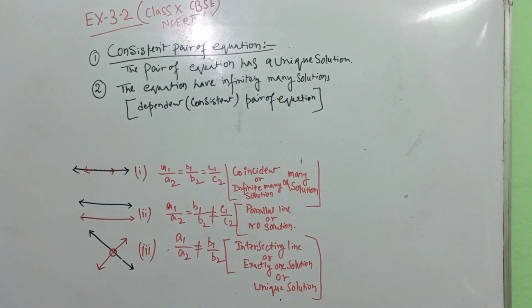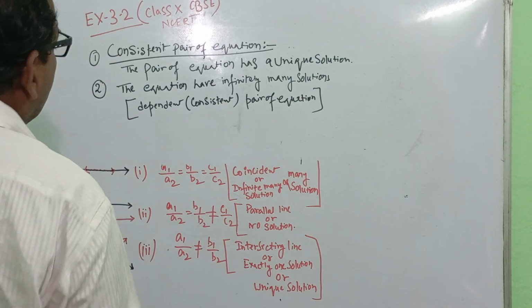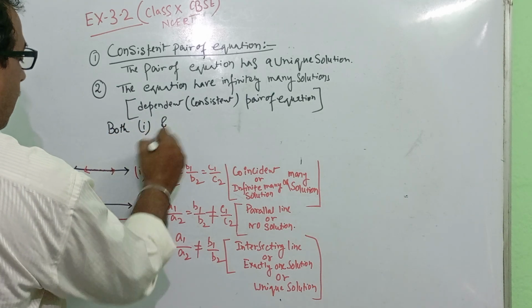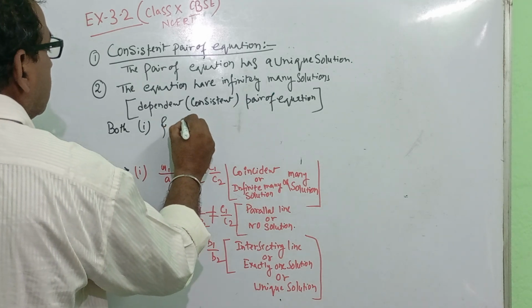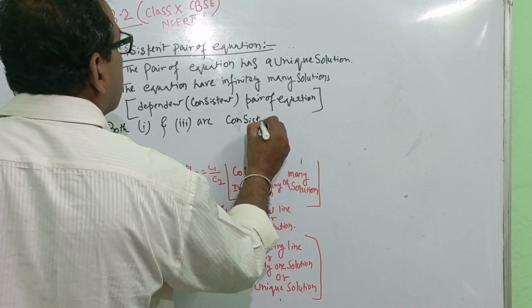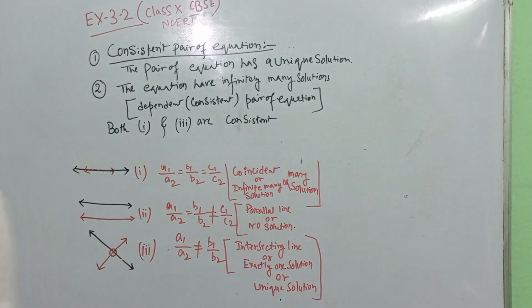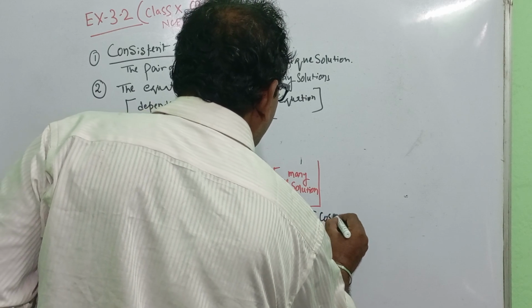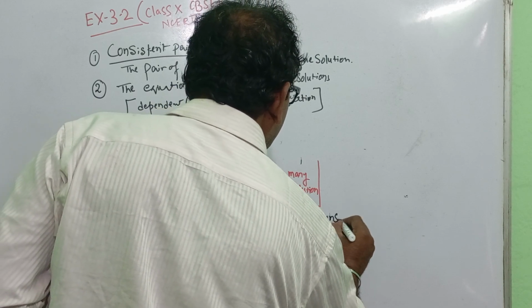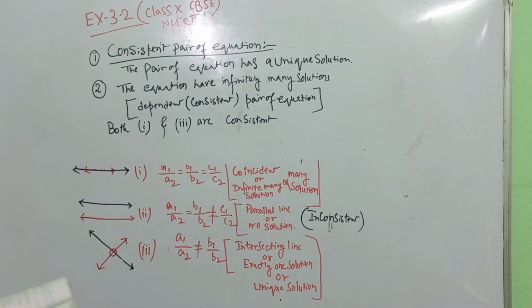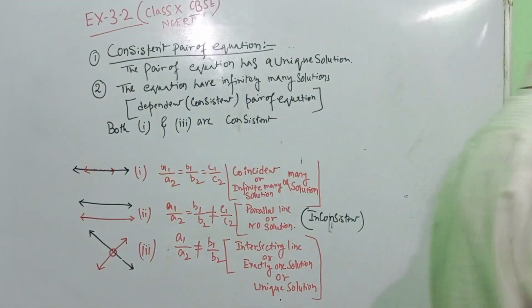So both 1 and 2, both 1 and 3 are consistent. Is this clear? Otherwise, the parallel lines are inconsistent. Do all the math carefully. Thank you for the day.